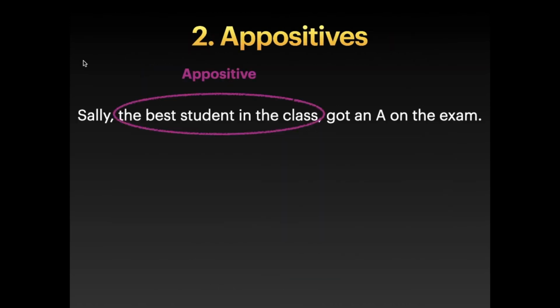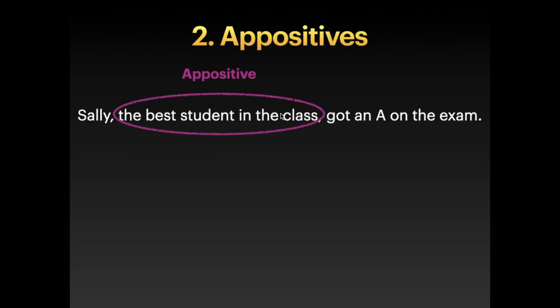We also have appositives. Look at this example. Sally, the best student in the class, got an A on the exam. So this phrase that is between the commas, this is called an appositive. And an appositive gives us extra information about the subject. Aquí nuestro sujeto es Sally. Esta frase que está entre comas nos da más información sobre Sally. ¿Quién es Sally? She is the best student in the class.